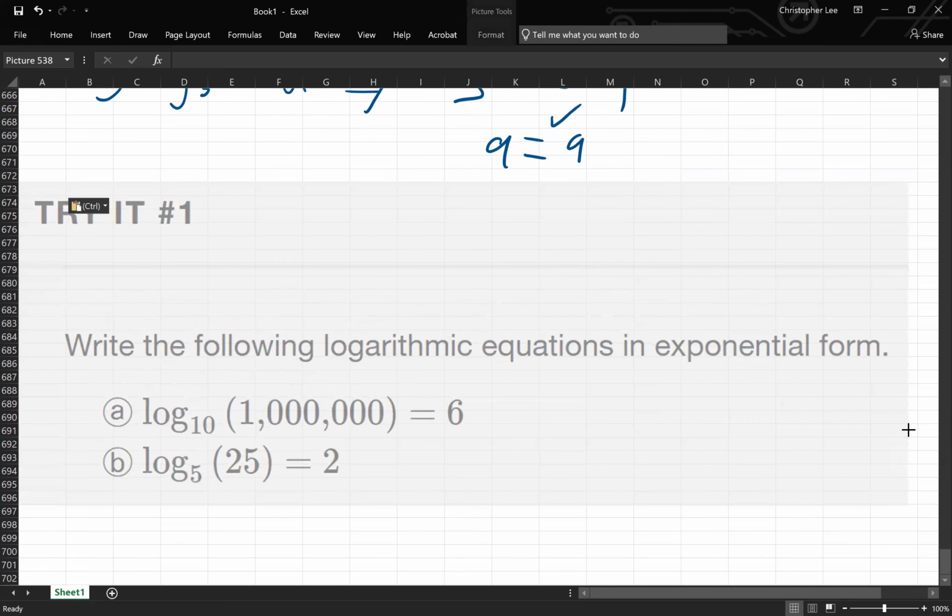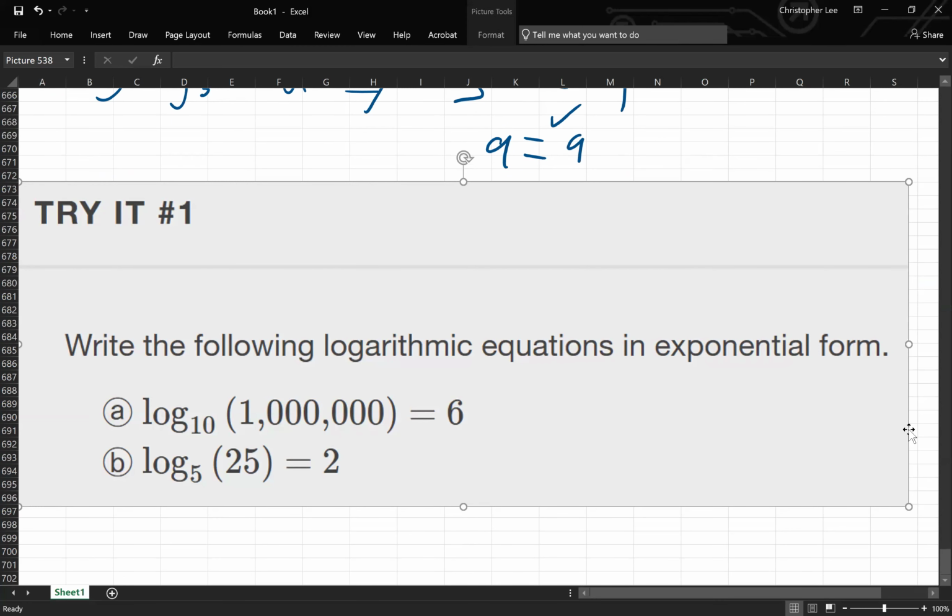You guys try. Remember, you're just converting it. Just convert it. You're good to go.